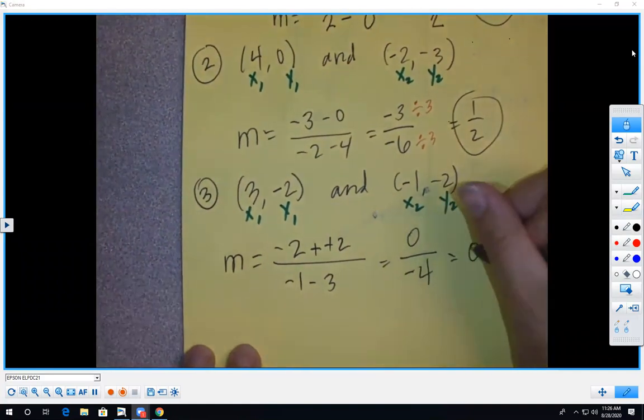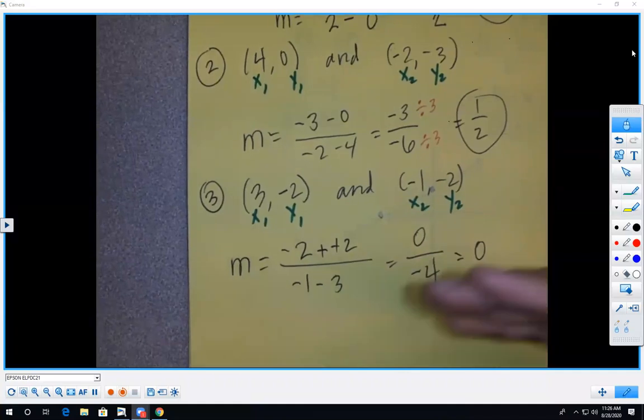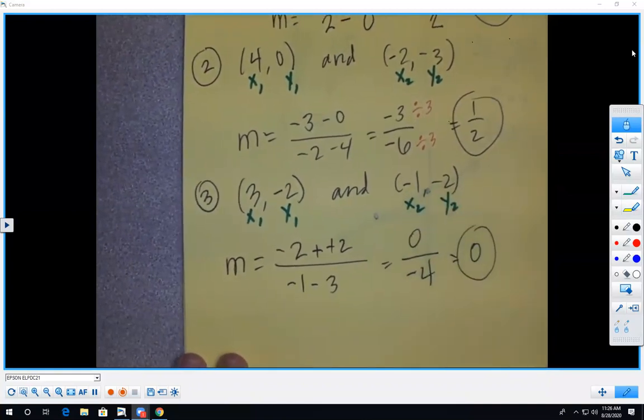The idea of division is like splitting something into parts. So it's like if I have 0 pieces of gum and I'm splitting it among 4 people, how many pieces of gum does everybody get? 0. It's dumb to do it that way, but you can do it, right? Everybody gets 0 pieces. Okay, so the slope here is 0.